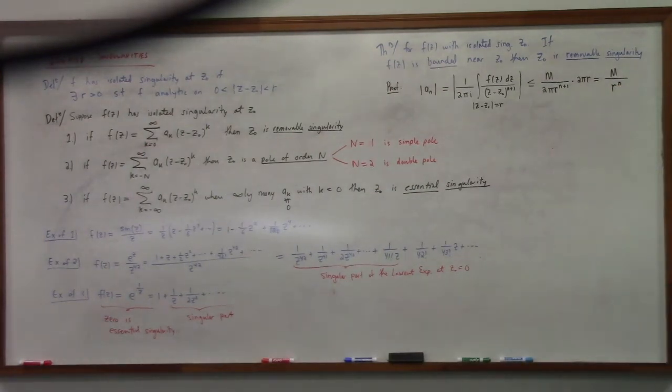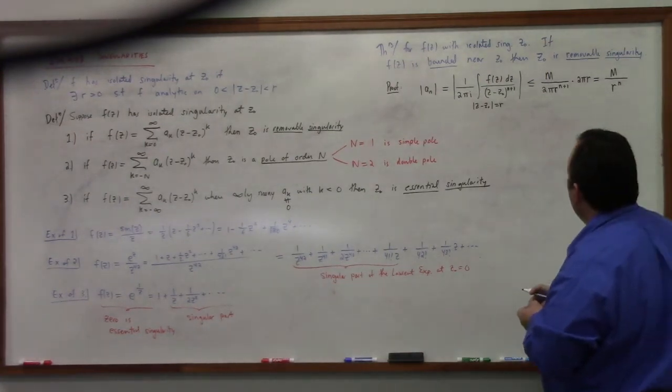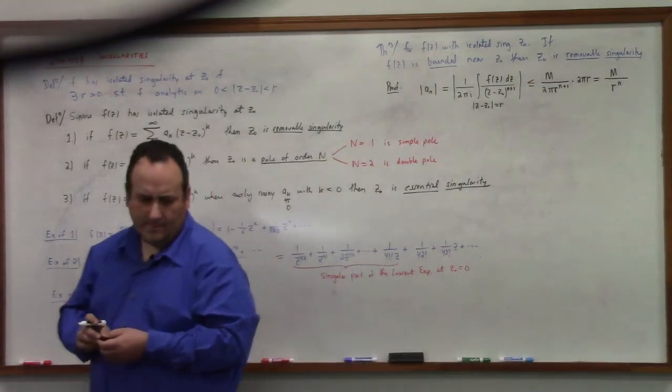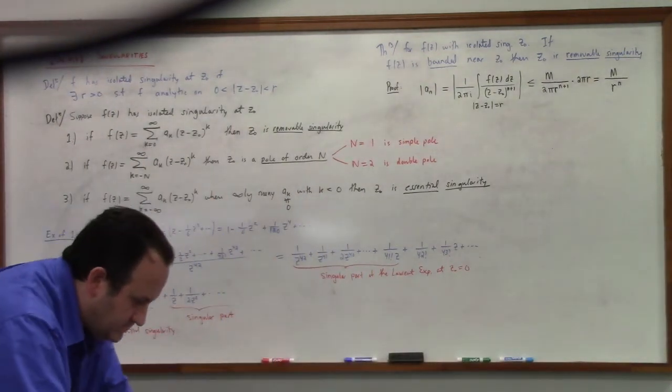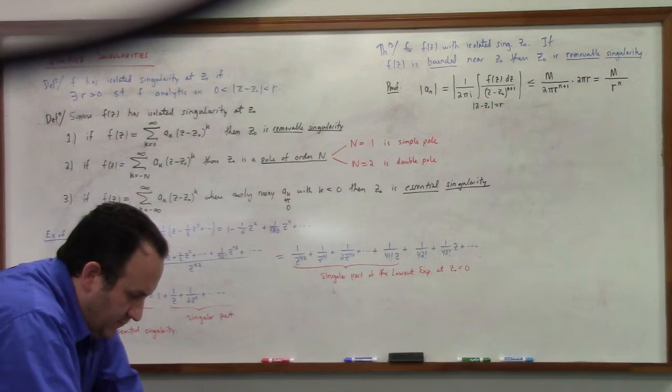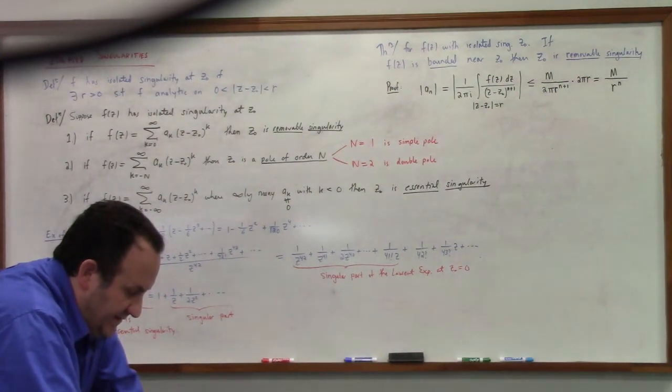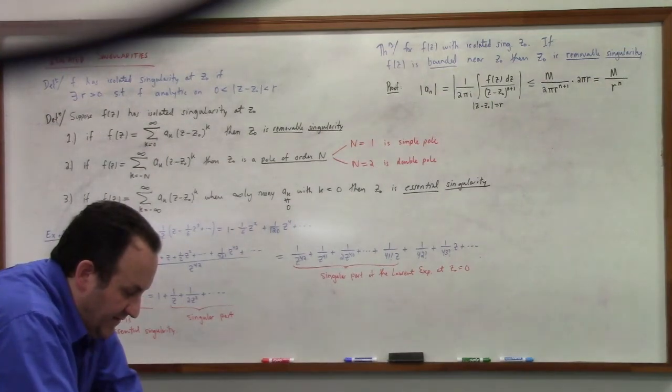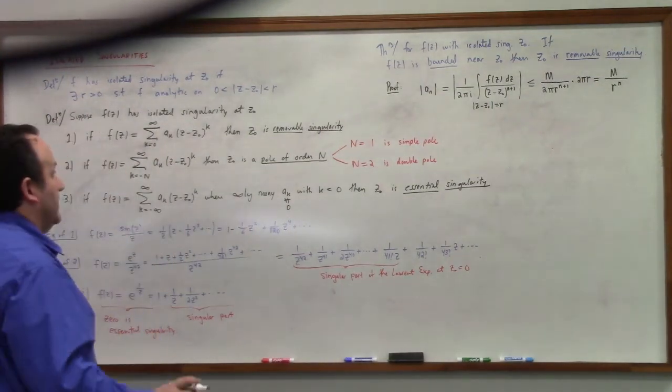Now what happens with that? If you apply the sequence, the bound would go to 0. Let's see, I say as r goes to 0, we find that the modulus of a sub n goes to 0 for n less than 0.